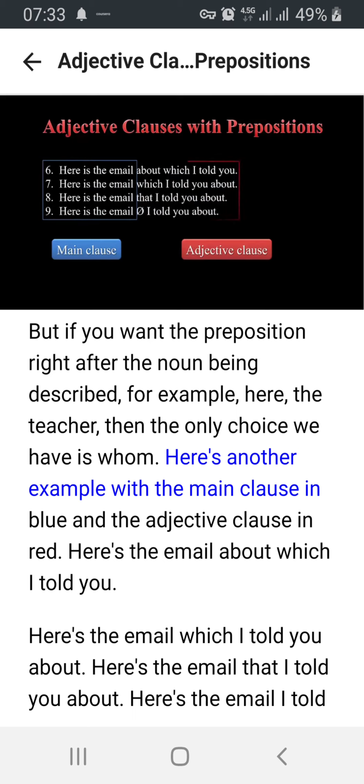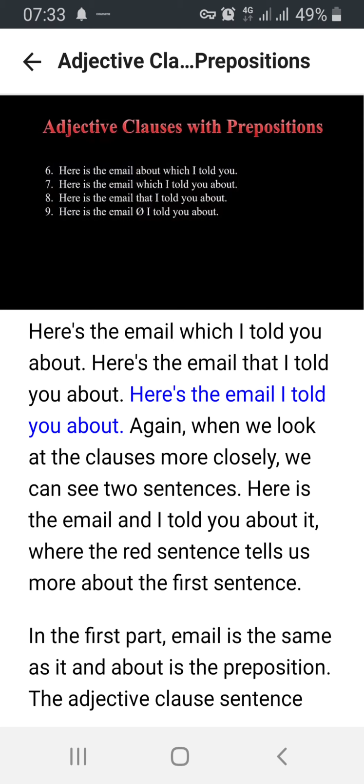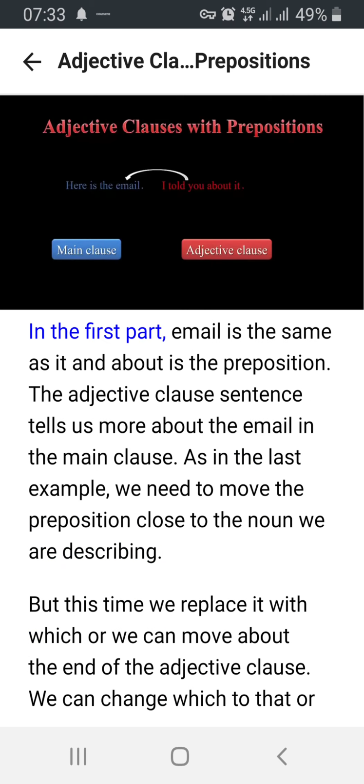Here's another example with the main clause in blue and the adjective clause in red. Here's the email about which I told you. Here's the email which I told you about. Here's the email that I told you about. Here's the email I told you about. Again, when we look at the clauses more closely, we can see 2 sentences. Here is the email, and I told you about it, where the red sentence tells us more about the first sentence. In the first part, email is the same as it, and about is the preposition.